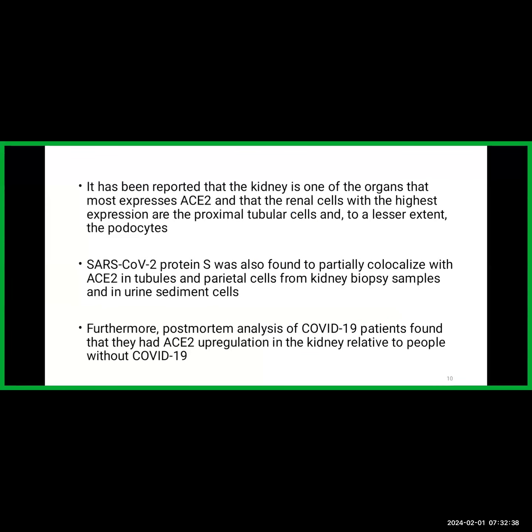It has been reported that the kidney is one of the organs that most expresses ACE2 receptors, and that the renal cells with the highest expression are the proximal tubular cells, and to a lesser extent, the podocytes. So SARS-CoV-2 protein S was found to partially co-localize with ACE2 in tubules and parietal cells from kidney biopsy samples in the urine and in urine sediment cells. Furthermore, post-mortem analysis of COVID-19 patients found that they had ACE2 upregulation in the kidney relative to people without COVID-19. So there's an upregulation, increased expression of these ACE receptors in a setting of COVID-19 infection.